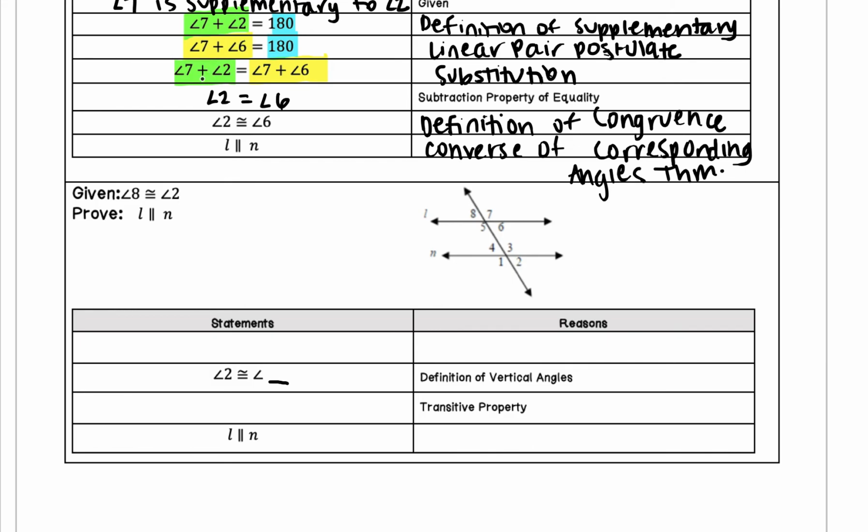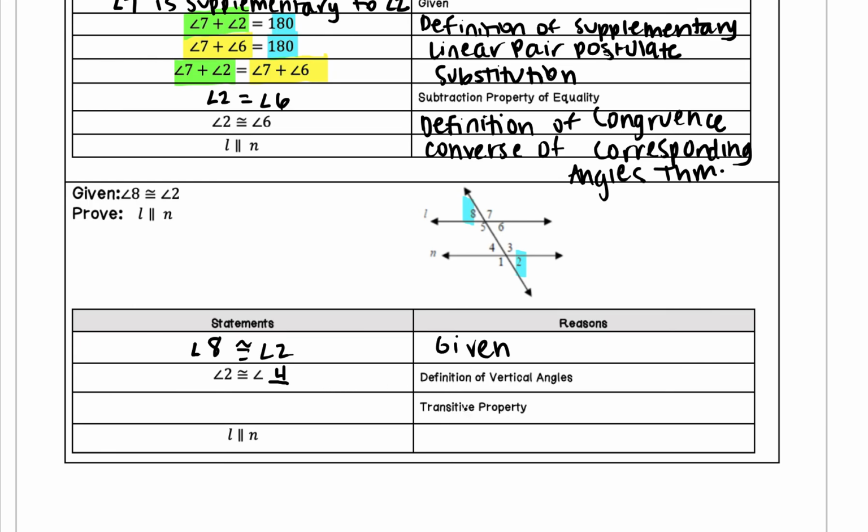We're given that angle 8 is congruent to angle 2. So if we look at them on the diagram, we notice that they do have a relationship there. They're alternate exterior angles. We're trying to prove, though, that line L is parallel to line N. So we're going to say angle 8 is congruent to angle 2 because that was given. And in my next statement, I have a blank to fill in, and the reason was the definition of vertical angles. So when I look at angle 2, the one that is vertical to it is angle 4. So I'm going to plug this in as angle 4.